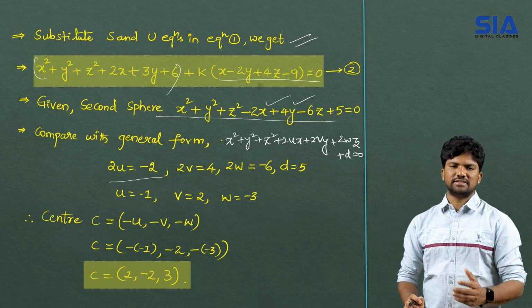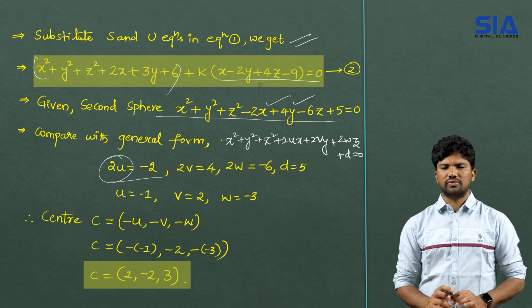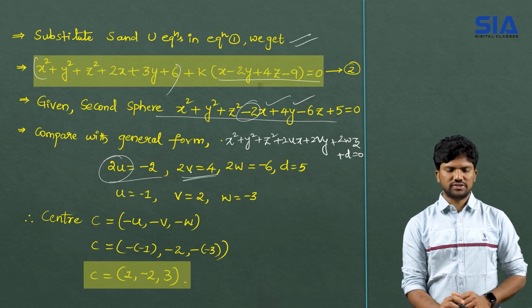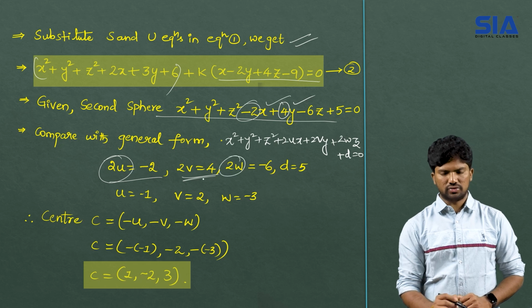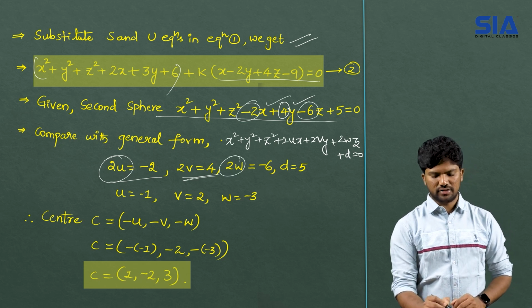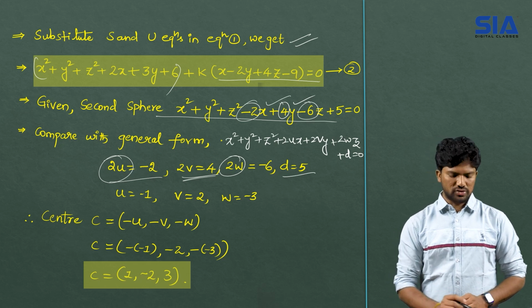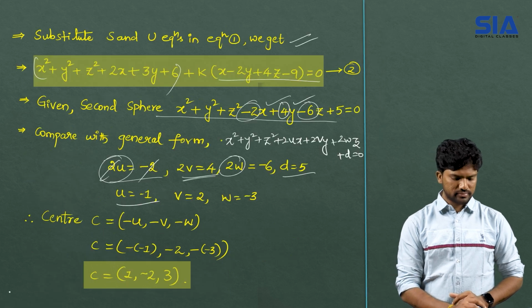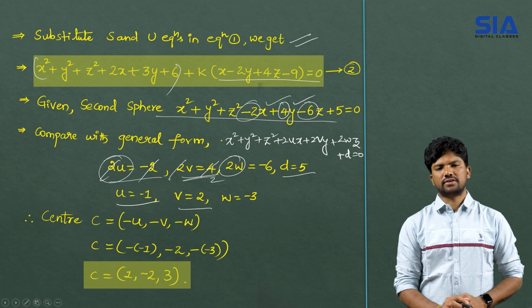Now compare the second sphere with the general form. The x coefficient 2u is equal to minus 2, the y coefficient 2v is equal to 4, the z coefficient 2w is equal to minus 6, and the constant d is equal to 5. So 2 cancels, then u is equal to minus 1, and 2 twos are 4, so therefore we will get v is equal to 2.